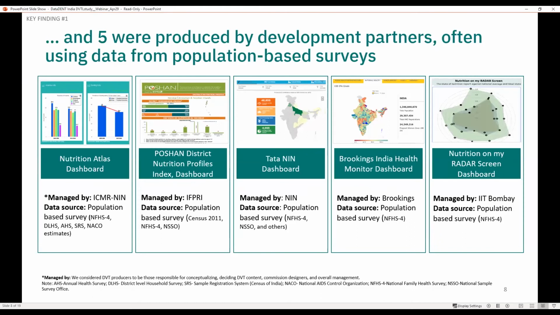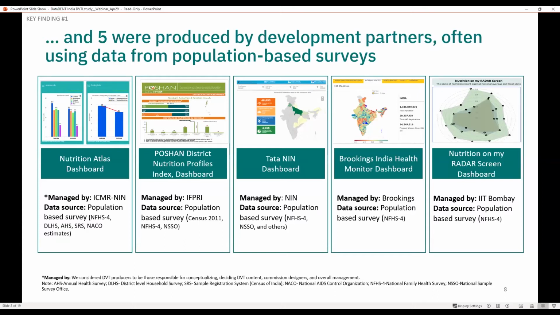And 5 of them were produced by development partners, often using data from population-based surveys, most commonly being NFHS 4, 2015-16, equivalent to DHS surveys in India. Nutrition Atlas dashboard provides data at different levels to facilitate decision-making. Poshan District Nutrition Profiles by IFPRI is a dashboard to present a snapshot of district-level nutrition status in a visual manner for district policymakers. Tata NIN dashboard aims to help governments determine food fortification needs in different regions of India and also provide nutrition information.